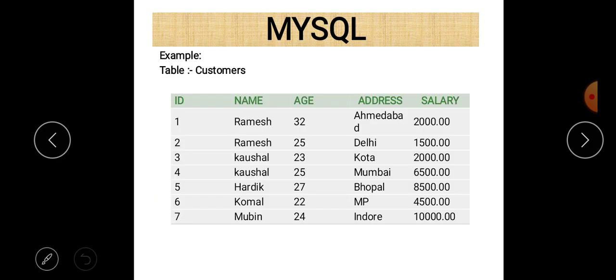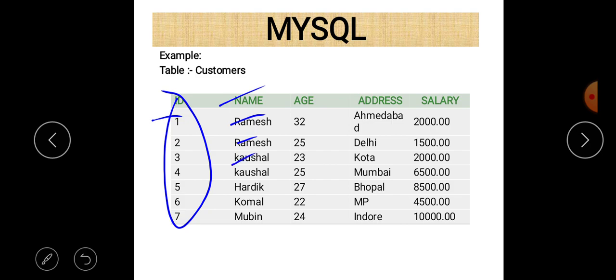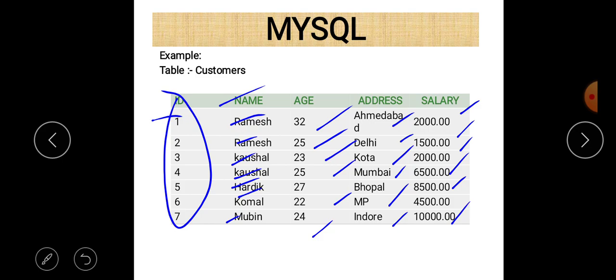Now see the data here. Customer table is here. You can easily see that the id is unique, while name is repeated 2 times. Ramesh appears 2 times, Kaushal appears 2 times, and Hardik, Komal and Mubin appear only 1 time. And different ages, different addresses, and different salaries are also there.